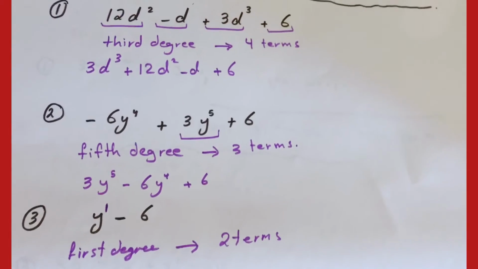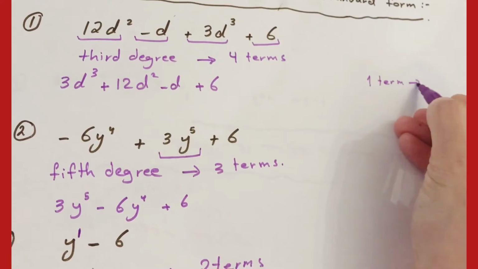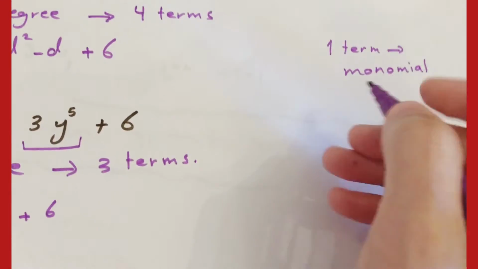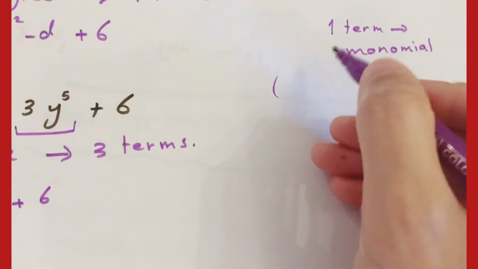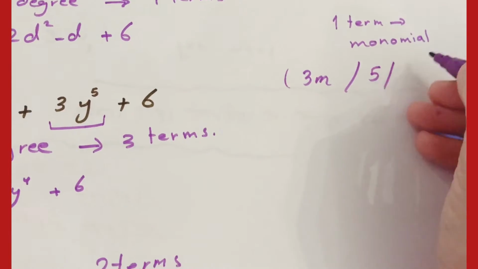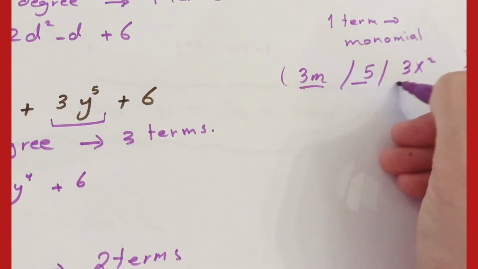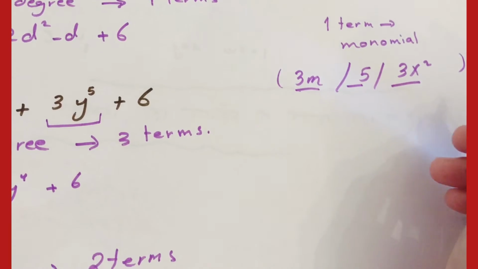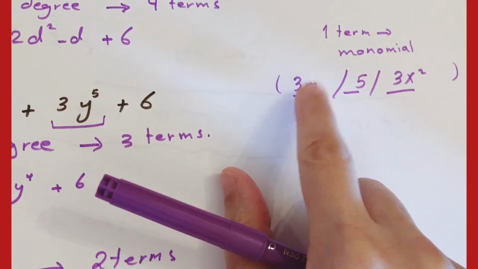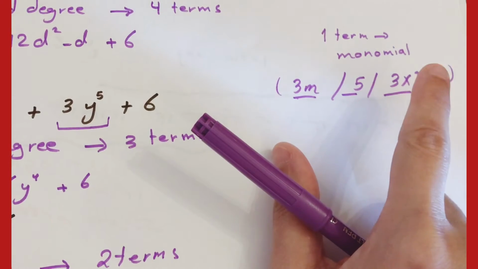One more thing I want to tell you: if we have only 1 term, we call it a monomial. Let's take some examples. Let's say if you have 3m only, if you have 5 only, if you have 3x squared only. So this alone we call a monomial because it's only 1 term. So this is a monomial of the first degree. This is a monomial of the 0 degree. This is a monomial of the second degree.